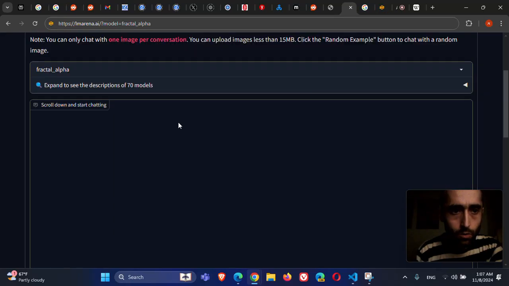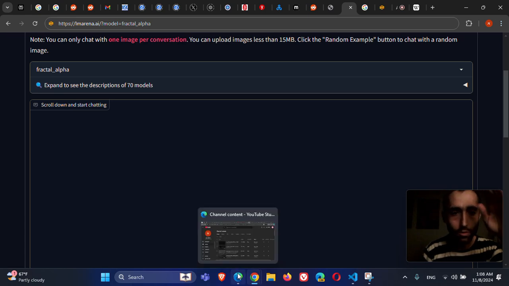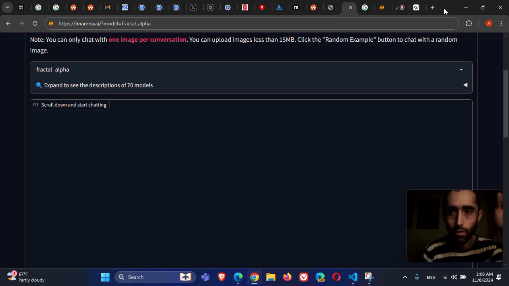The idea is to try to test Fractal Alpha, this model. I have no idea where this model comes from, but let's try to evaluate it, because some of the things that I tried gave me quite good answers. So, only for comparison, let's put another basic model around it.